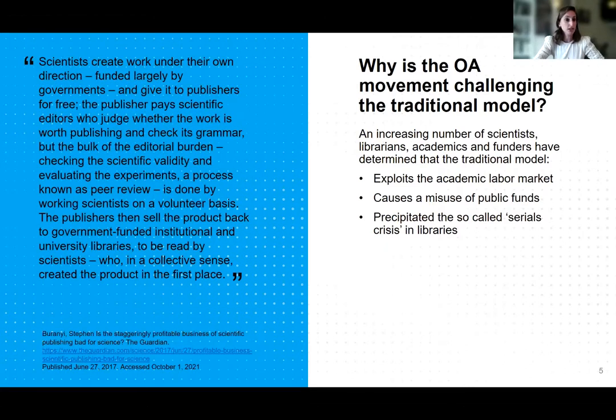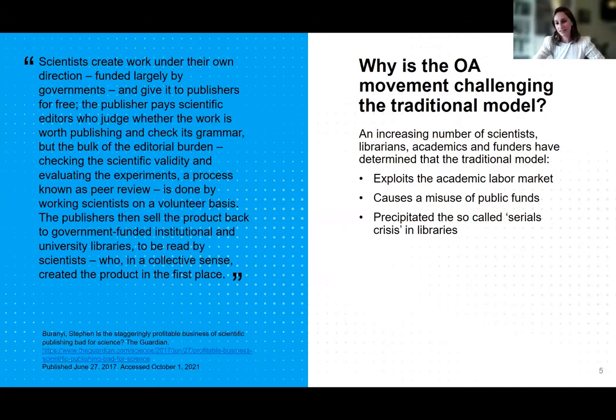"Scientists create work largely under their own direction, funded largely by governments, and give it to publishers for free. The publisher pays scientific editors who judge whether the work is worth publishing and check its grammar. But the bulk of the editorial burden, checking the scientific validity and evaluating the experiments, a process known as peer review, is done by working scientists on a volunteer basis. The publishers then sell the product back to government-funded institutional and university libraries to be read by scientists who, in a collective sense, created the product in the first place." So I certainly thank the author of that article for concisely articulating these points.